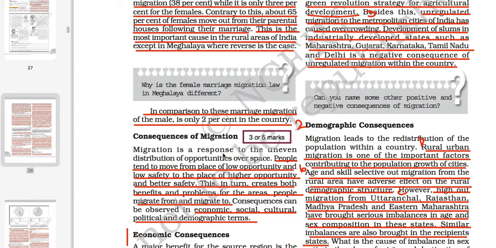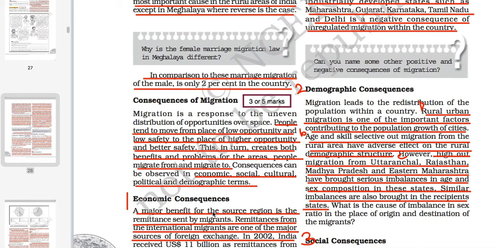We know that migration is responsible for the uneven distribution of opportunities over space. People move from low opportunity areas to high opportunity areas, and from low safety regions to high safety regions. In turn, migration creates benefits and problems also. These consequences can be observed at the economic, social, cultural, political, and demographic levels. One by one we discuss all these.